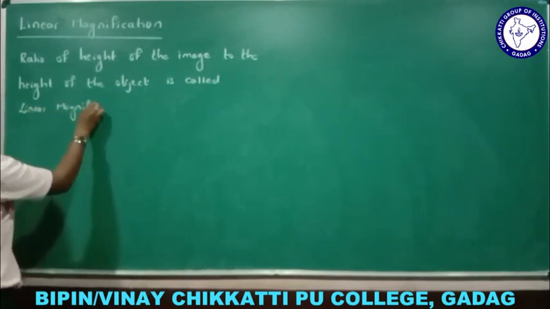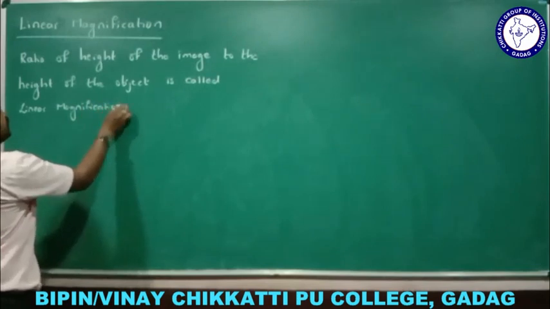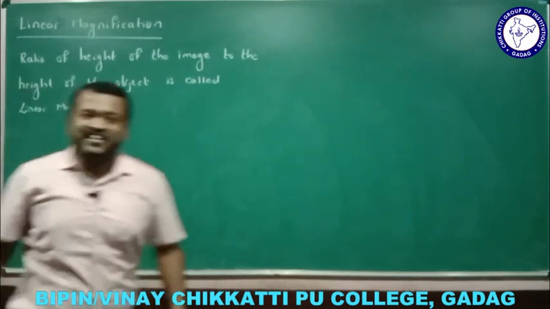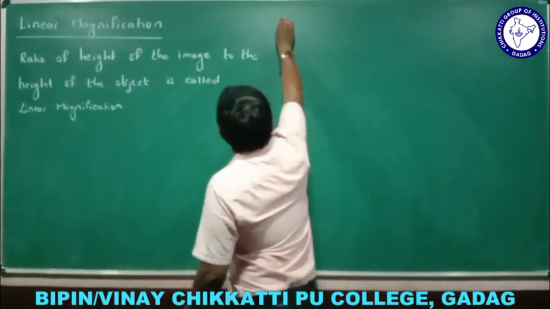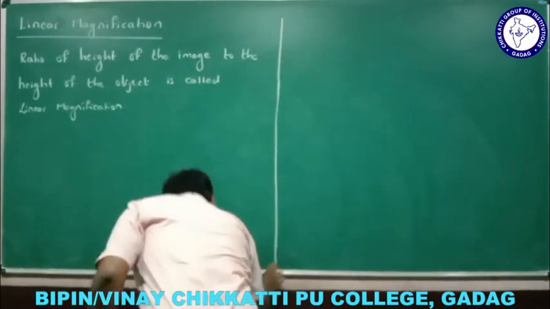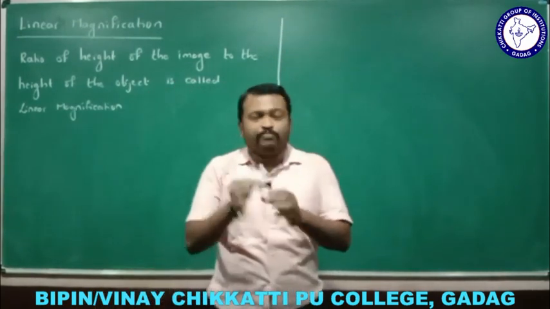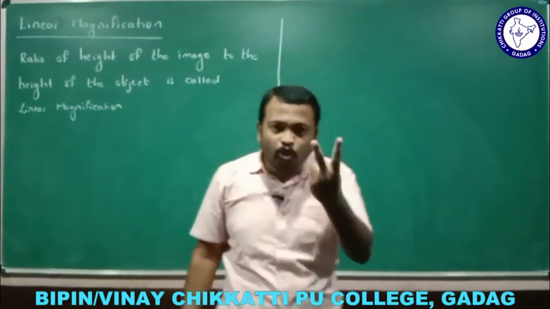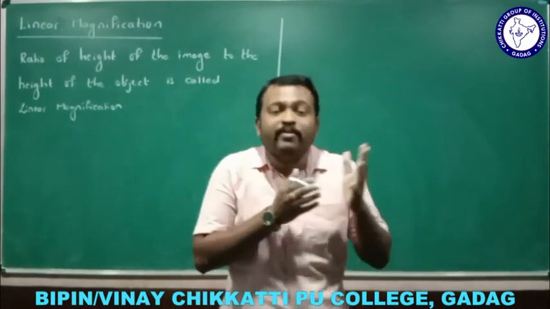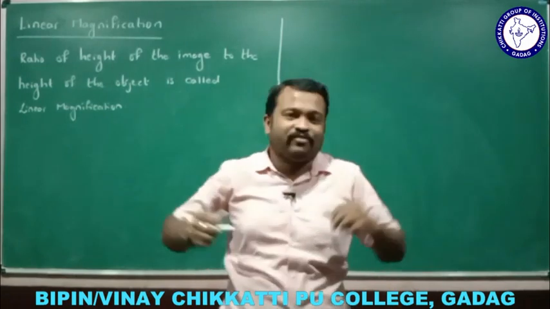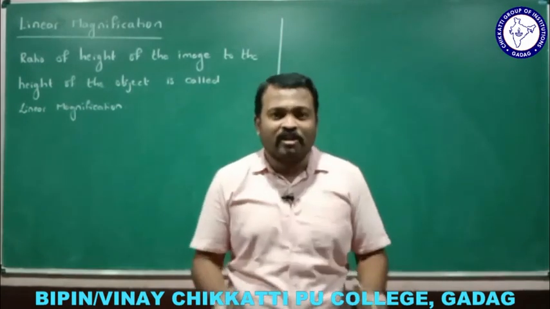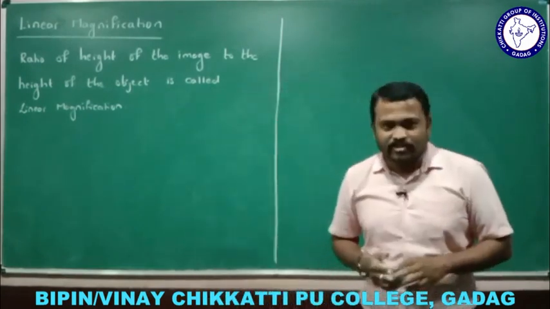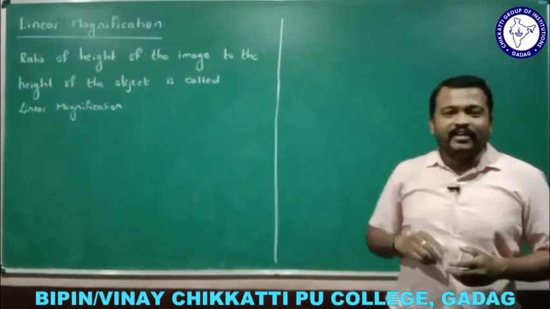What is linear magnification? It is the ratio of the height of the image to the height of the object. That is called linear magnification. If the object height is this much and the image height doubles, then the linear magnification is 2. It means the height of the image is double that of the height of the object. It tells us how much the height has changed, which can be calculated if we calculate linear magnification.